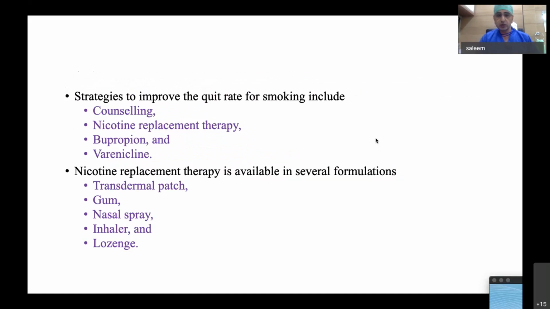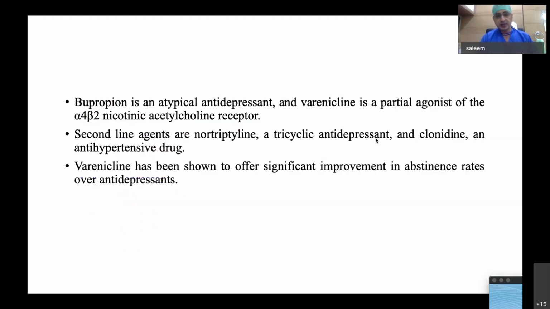Strategies to improve the quit rate for smoking: counseling, nicotine replacement therapy, bupropion, and varenicline. Nicotine replacement therapy is available in several formulations like the transdermal patch, gum, nasal spray, inhaler, and lozenge. Bupropion is an atypical antidepressant and varenicline is a partial agonist of the alpha-4 beta-2 nicotinic receptor. Second-line agents are nortriptyline, a tricyclic antidepressant, and clonidine, an antihypertensive drug. However, varenicline has been shown to offer significant improvement in abstinence rates over antidepressants.